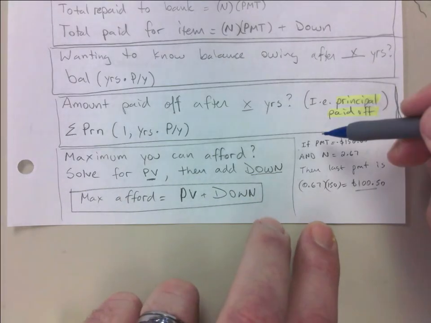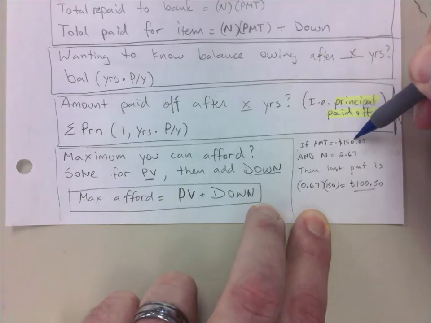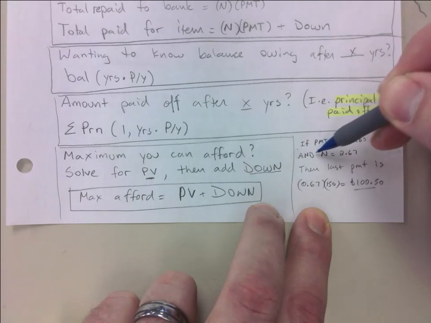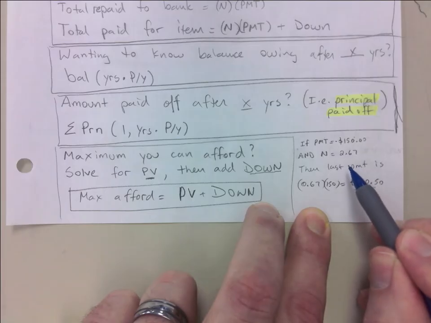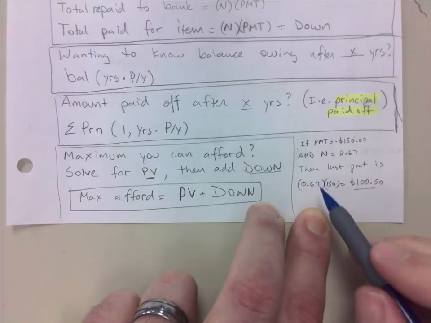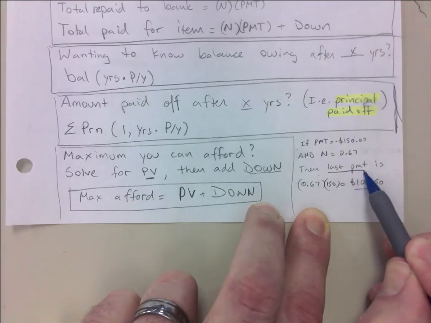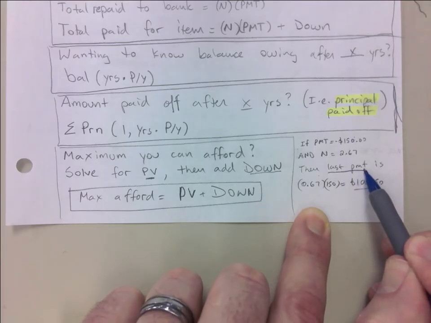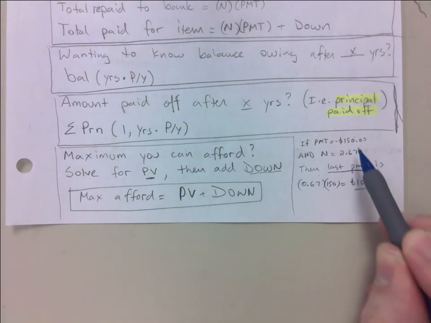Last but not least, this one here, this is if your payment is $150 a month, let's say, and listen carefully, and you solve for N, and N is 2.67. I did 2.67 on purpose, okay? Then the last payment, the very last payment, is not a full payment. Watch this. It's telling you it's 2 full payments of $150, and your last payment is not quite $150.